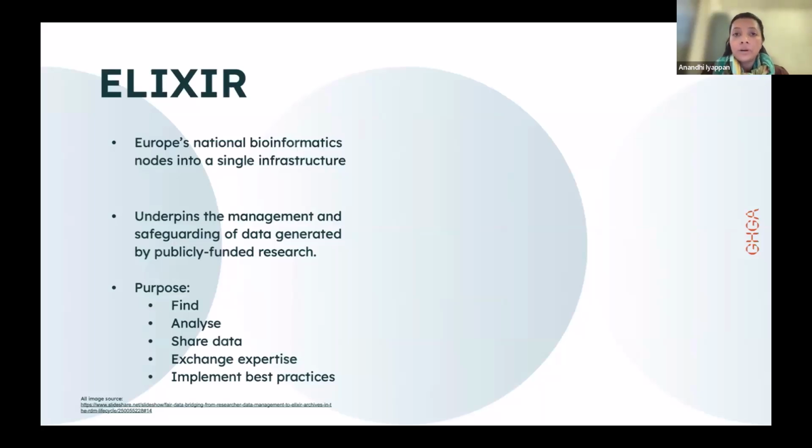The main mission of Elixir is to ensure that the data that is part of their infrastructure is findable, analyzable, shareable. It also consists of experts coming from the community, which acts as a platform to exchange expertise between communities and between researchers. They have also come up with stronger guidelines which the communities can practice to enable best standard practices as far as their research is concerned.